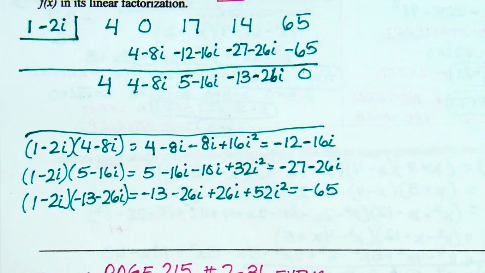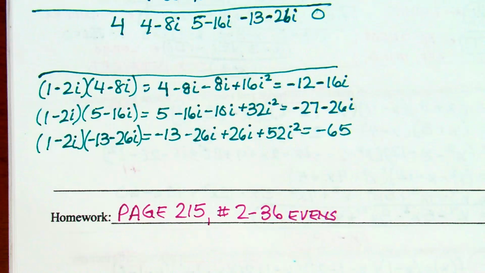And if anyone's still virtual, it wasn't wrong in Skyward this morning, I was told, but it is supposed to be 2 through 36 evens, not 26, as Skyward mistakenly said this morning.